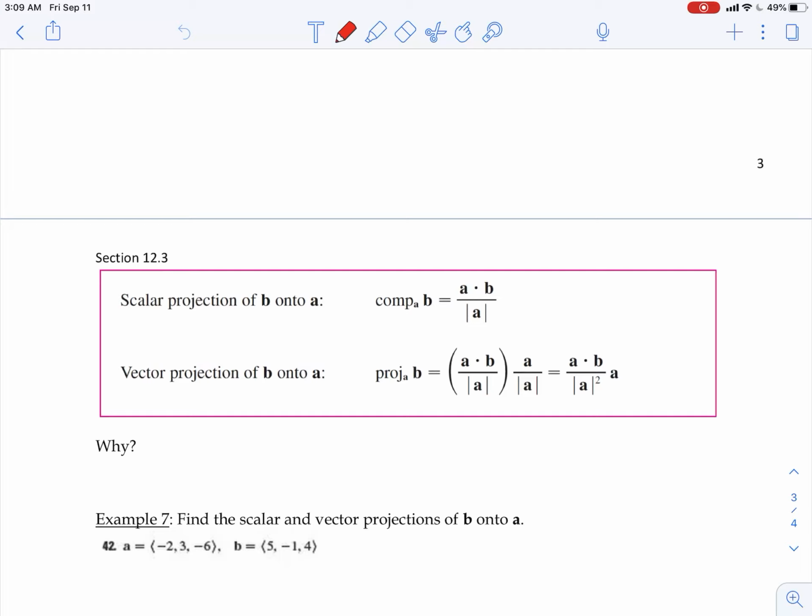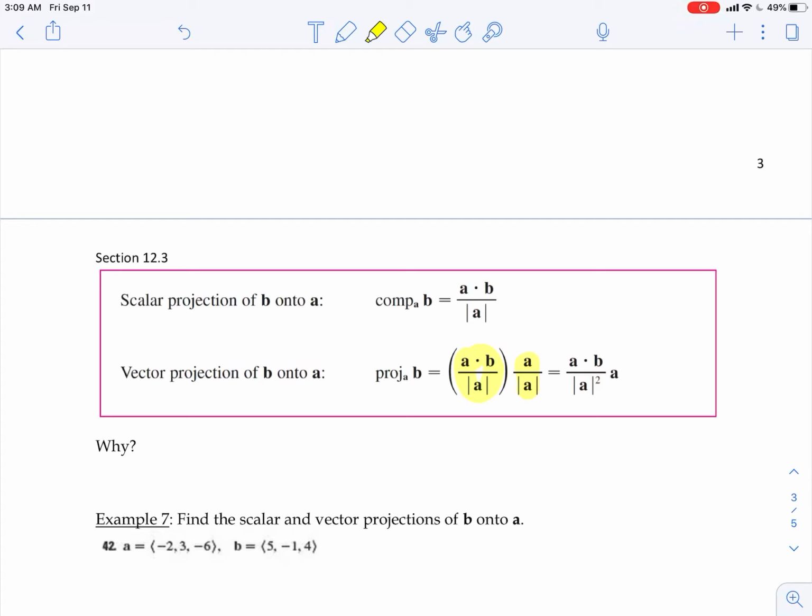In order to find the actual vector, we're just taking the scalar projection and multiplying it by the unit vector of A. That's how we're able to get the vector projection, the distance of our scalar projection along A. The unit vector gives us that same direction that A is given.